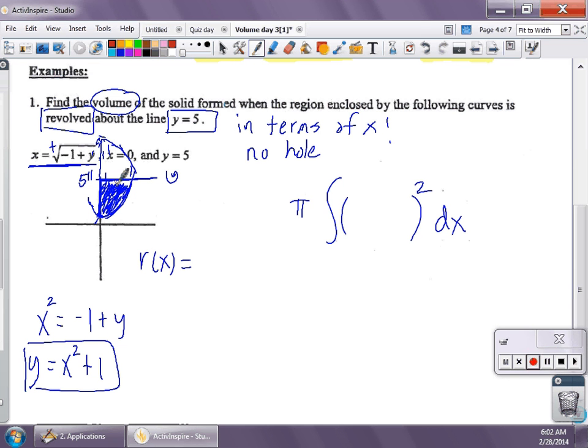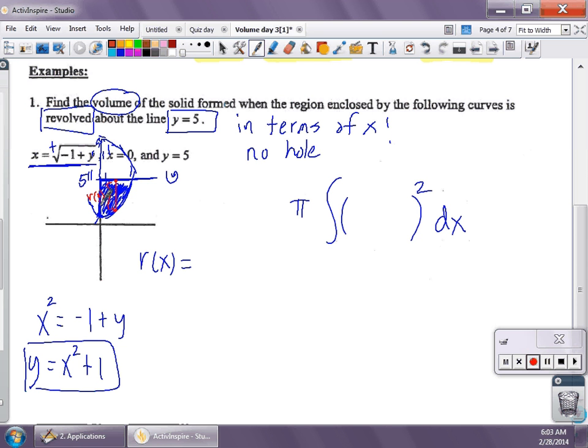So the axis of revolution in this case is y equal to 5. So I'm going to start here, and the radius travels to the curve. So this is one representative radius. That is the length of the radius that I'm trying to represent. Remember, the radii vary as we move along.